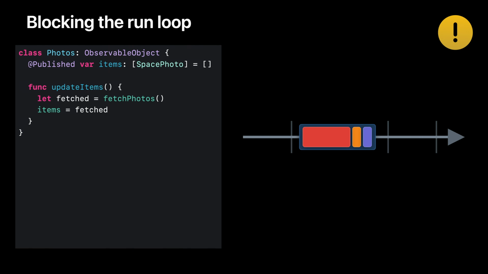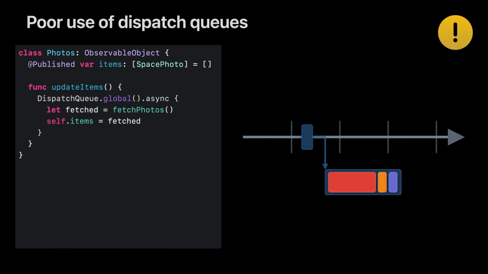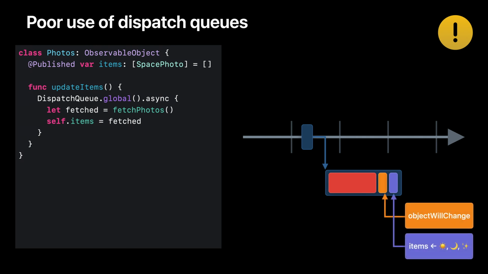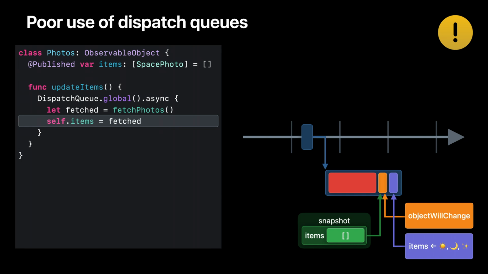In the past, you might have dispatched to another queue to perform the work, so that the expensive fetch photos occurs off of the main thread. This might seem to work fine, but I have a tricky issue here. I'm changing my observable object from off the main actor. It's possible for my changes and the run loop tick to interleave. For example, when I assign to items, and SwiftUI takes its object-will-change snapshot, it's possible that this happens immediately before a tick of the run loop.